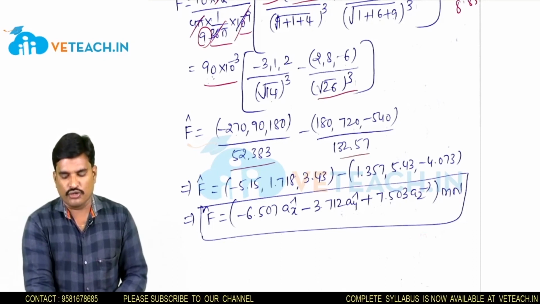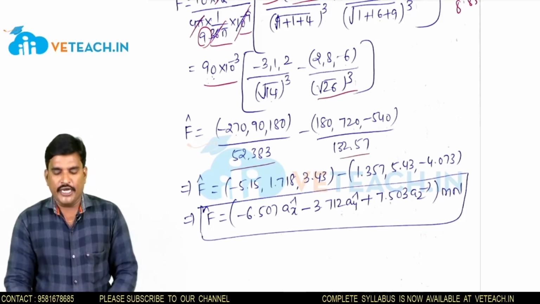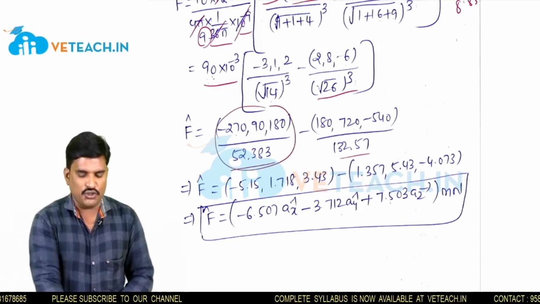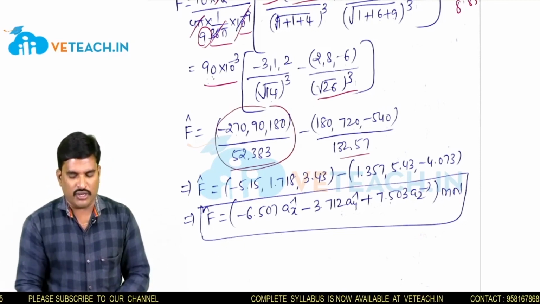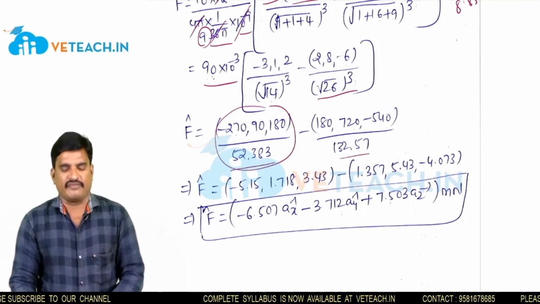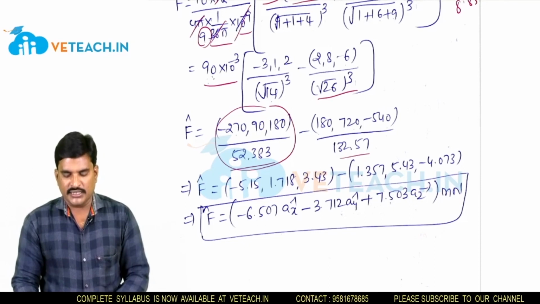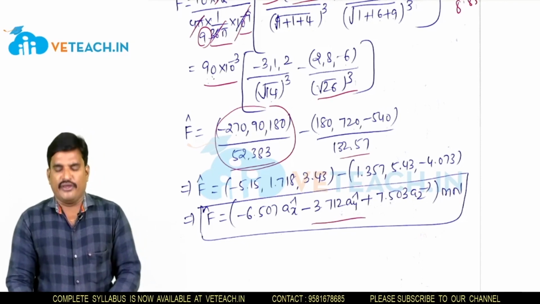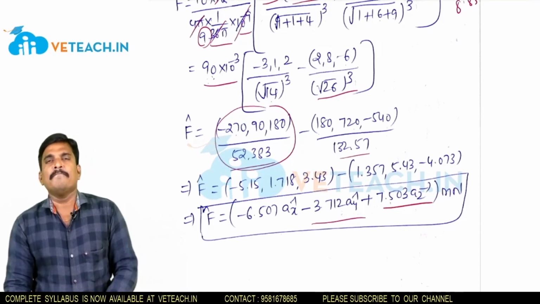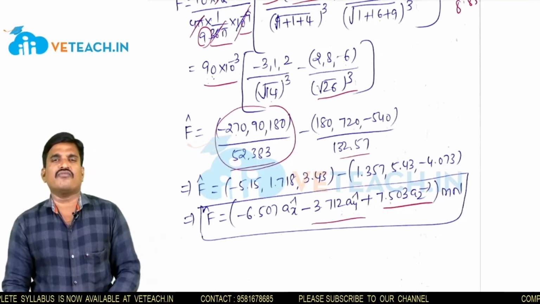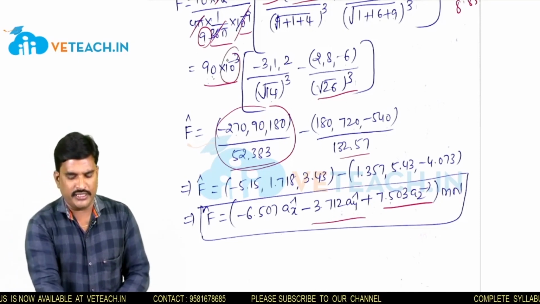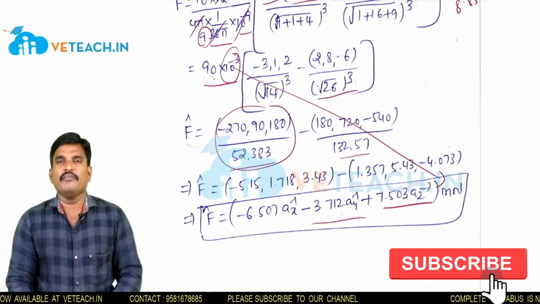Root 26 whole cube is equal to 132.57. Can I simplify this ratio? Finally, I got the answer: F is equal to minus 6.507 ax minus 3.712 ay plus 7.503 az millinewtons. The unit of force is the newton, but here the 10 power minus 3 factor is there, because of that we get millinewtons, right?